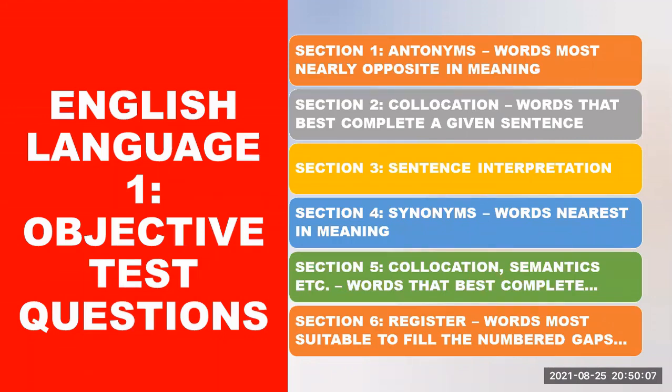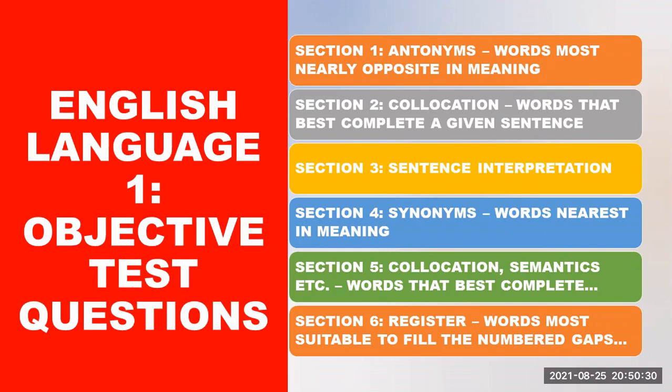Of course, we are looking at 3 parts, and it depends on how they are numbered in a particular WASSCE exam. All right, but these are the 3 main parts. So let's look at English Language 1.